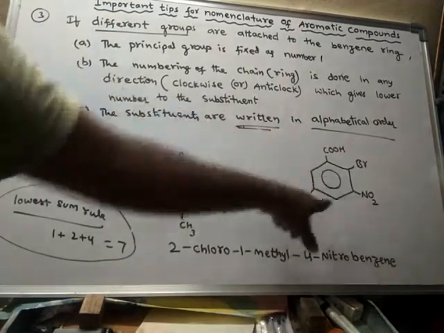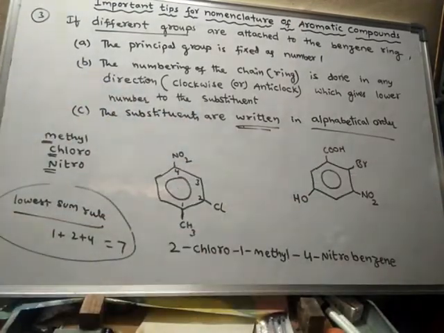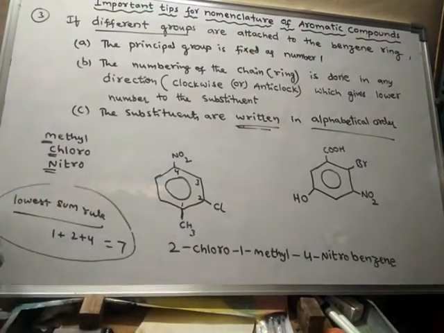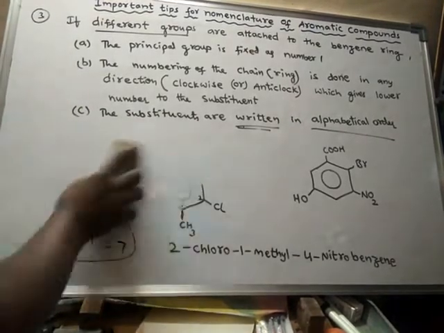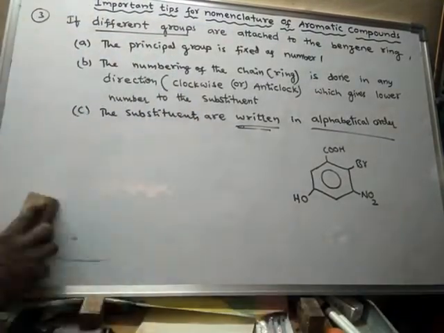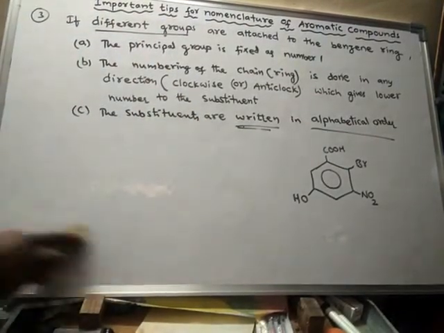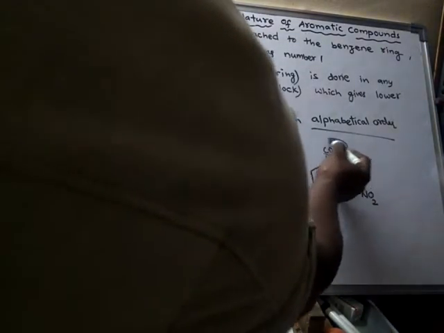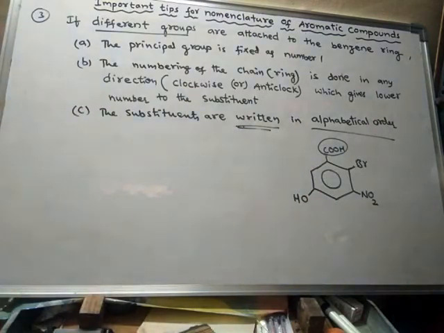Then what is the name of this compound? This is a compound. What is the name of this compound? See, actually, this is the main functional group, COOH, the most priority functional group.